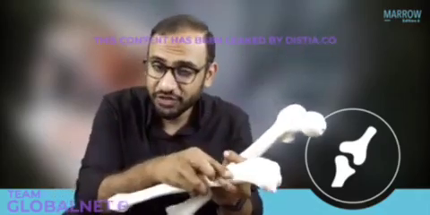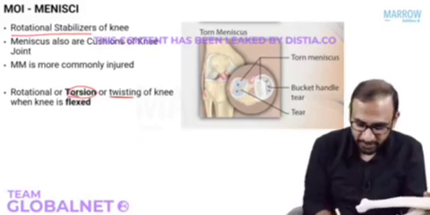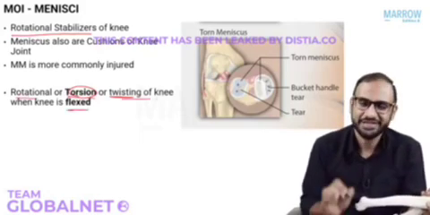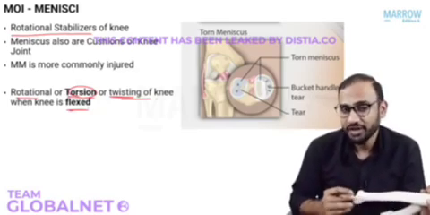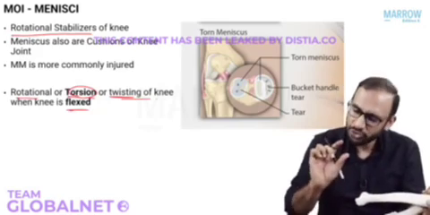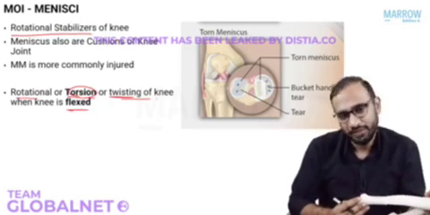So for twisting injury of the knee, what do you need? You need flexion of the knee. So what kind of force will injure the meniscus? Rotational or torsional or twisting of the knee when the knee is flexed. This is important. Of the two menisci, which is more commonly injured? Tell me. The medial meniscus, because it is tethered. Okay. So torsional or twisting force on a flexed knee is the mechanism of injury for meniscus.